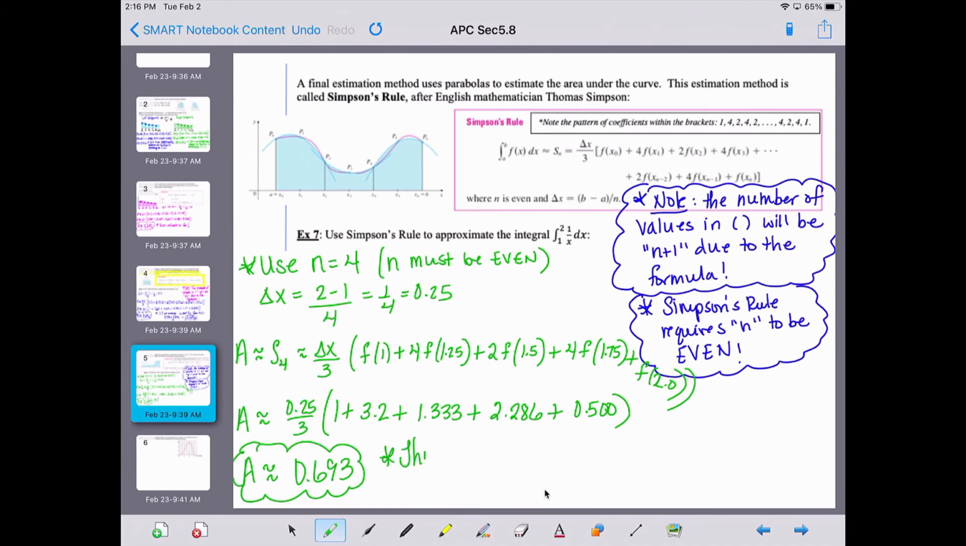Okay, so this is the closest approximation so far to the actual value.